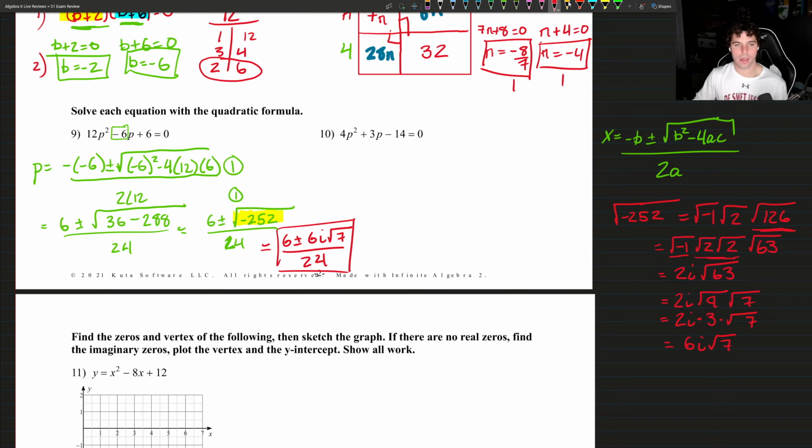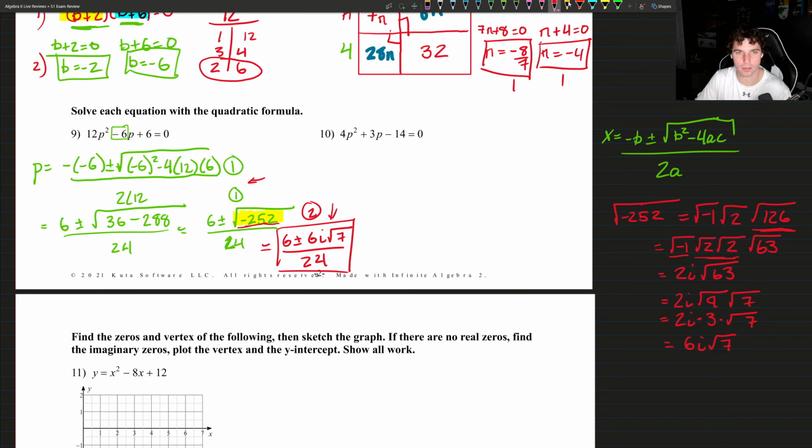This is the other half of the credit, and it may not be number 9, I think it's number 10 on the test. But if you have an imaginary, so if the thing underneath the square root is negative, you get half credit for simplifying to that point, and the other half credit for actually simplifying the imaginary part. This part in red is simplifying the imaginary part. This part in green is just knowing the formula. Okay, and that goes for both 9a and 10.